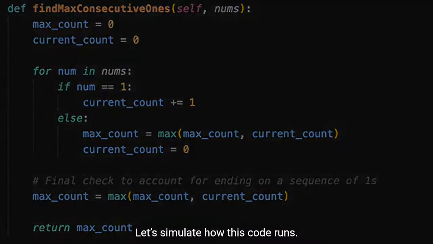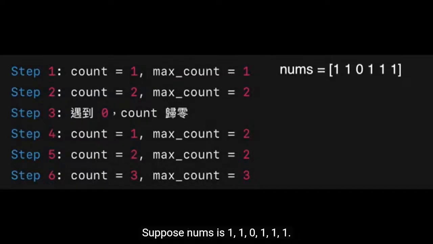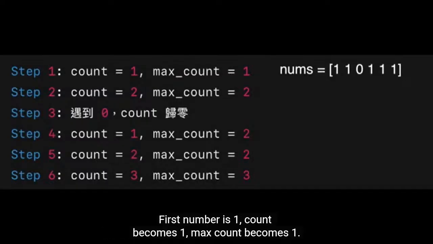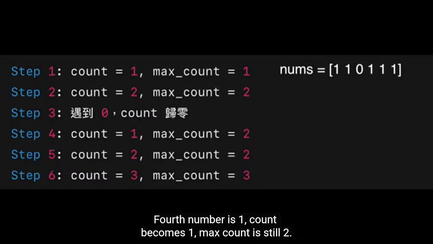Let's simulate how this code runs. Suppose nums is 1, 1, 0, 1, 1, 1. At the start, count is 0 and max count is also 0. First number is 1, count becomes 1, max count becomes 1. Second number is 1, count becomes 2, max count becomes 2. Third number is 0, count resets to 0, max count remains 2. Fourth number is 1, count becomes 1, max count is still 2. Fifth number is 1, count becomes 2, max count is still 2. Sixth number is 1, count becomes 3, max count updates to 3.